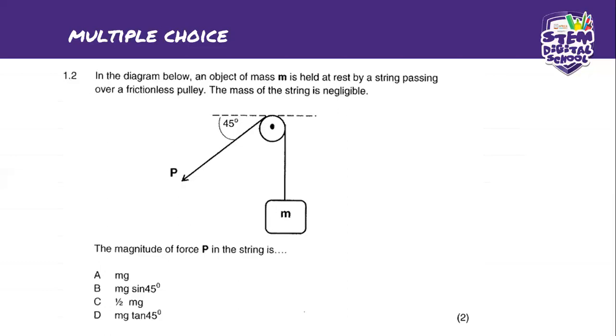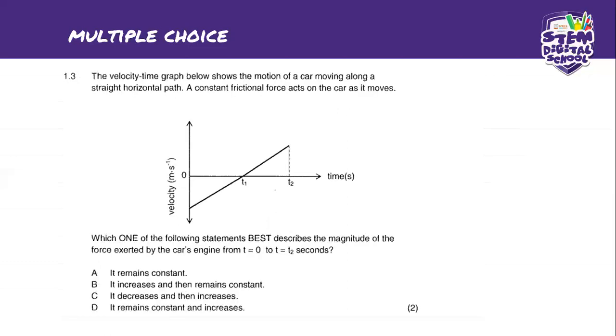Let's move to 1.3. It says: the velocity-time graph below shows the motion of a car moving along a straight horizontal line. A constant frictional force acts on the car as it moves. Which one of the following statements best describes the magnitude of the force exerted by the car's engine from T equals 0 to T equals T2?